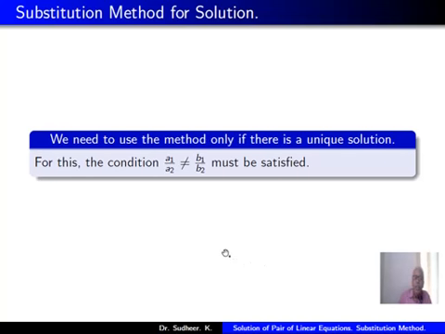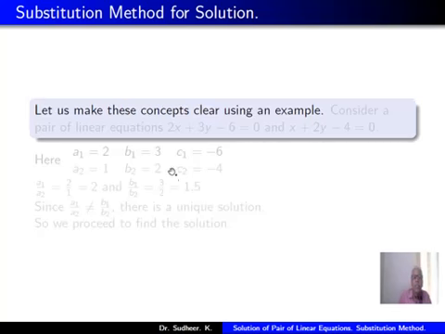So, we can use this substitution method in the cases where there is a unique solution. For that, the condition a1 by a2 not equal to b1 by b2 must be satisfied by the coefficients. So let us make these concepts clear by using an example.